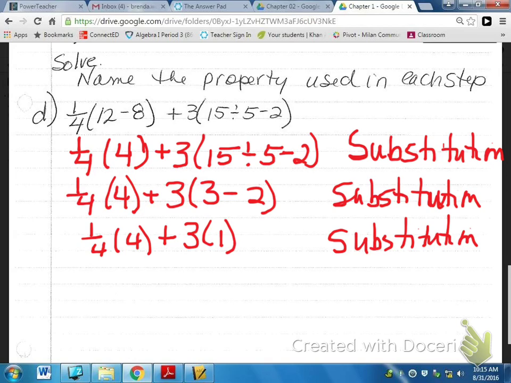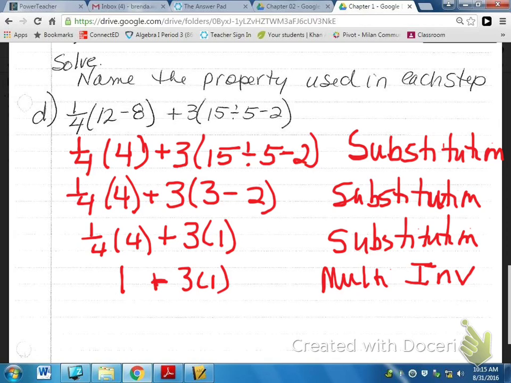So next I would do 1/4 times 4. And 1/4 times 4 is multiplying reciprocals. So that would be 1. And I go ahead and write 3 times 1. Well, now what justifies that would be the multiplicative inverse, because I multiplied inverses to get 1.